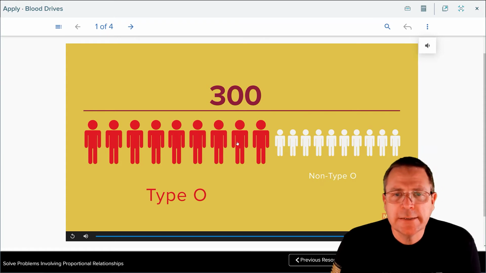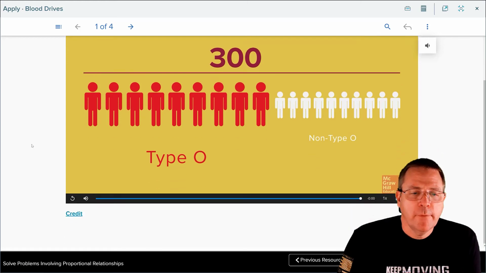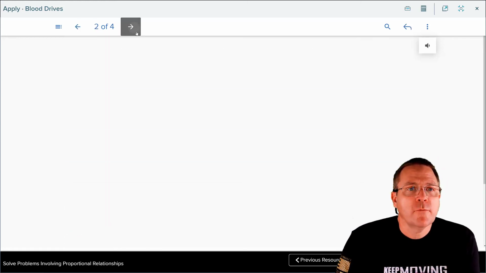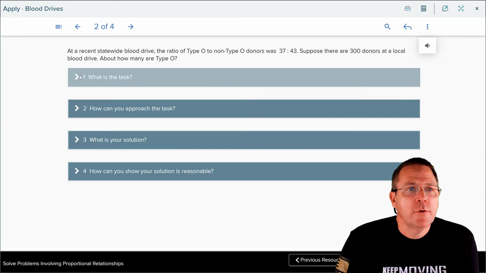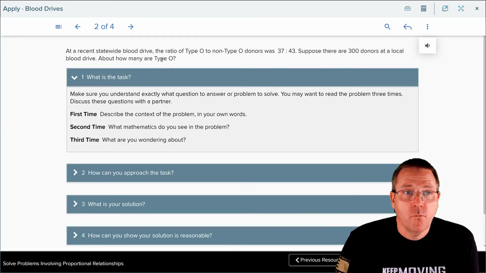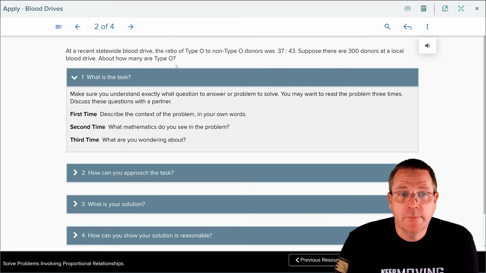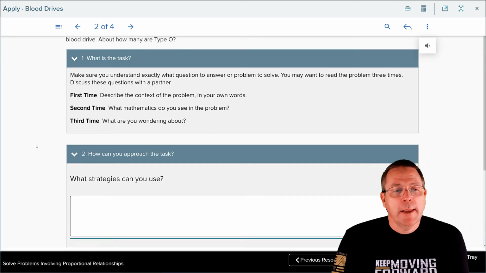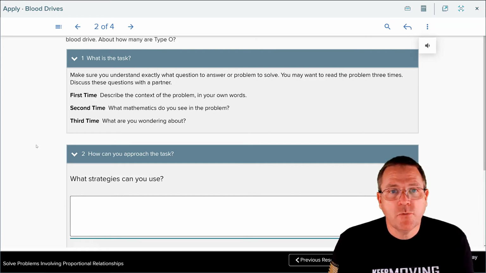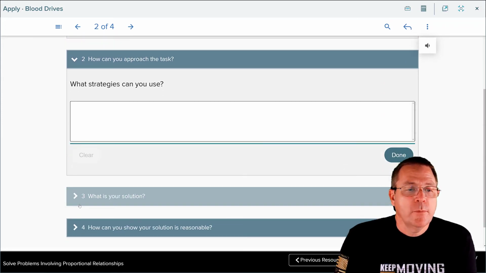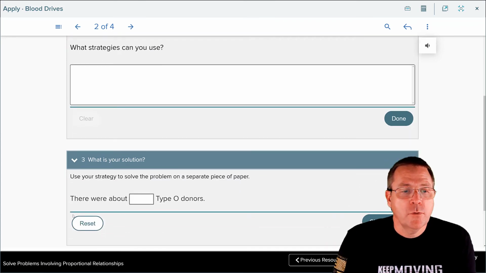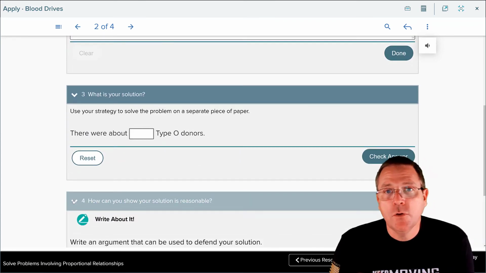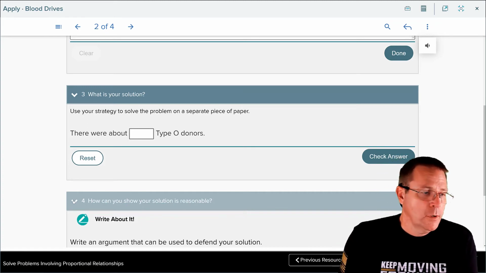So that is an example of a real-world ratio problem, and we need to figure out how to do that. With that information, you're going to do your task: read the problem 3 times if needed, asking yourself these questions. You're going to pause the video while you type out what strategies you're going to use, and then from there you're going to put out your solution, and after your solution you are going to type in words a defense of your solution. Pause the recording and work on this.